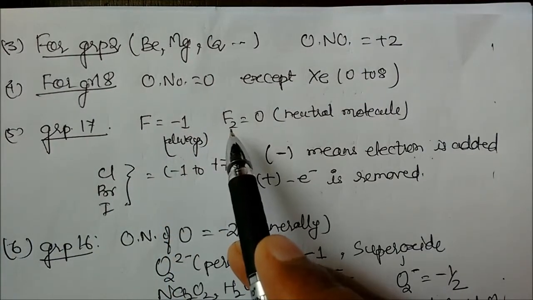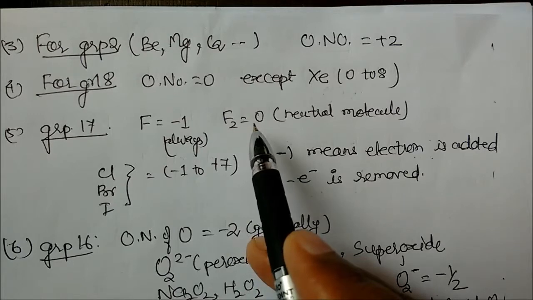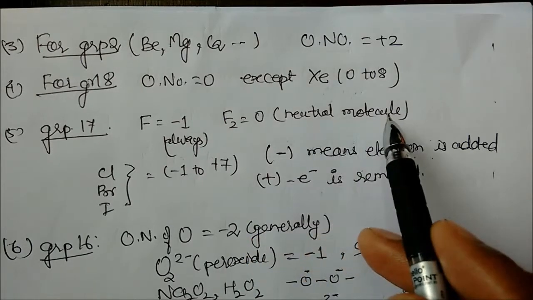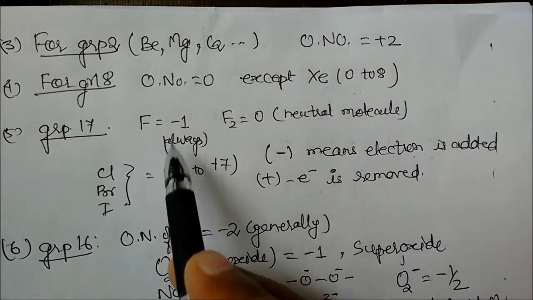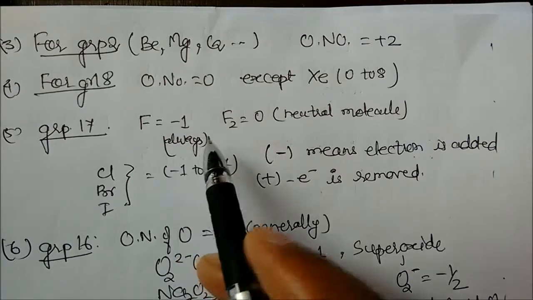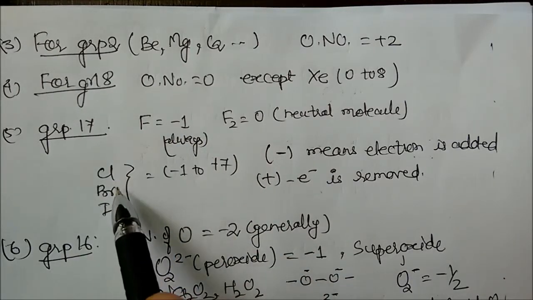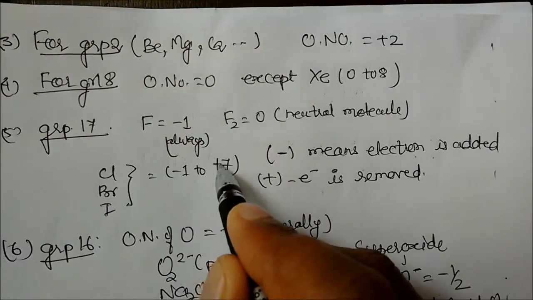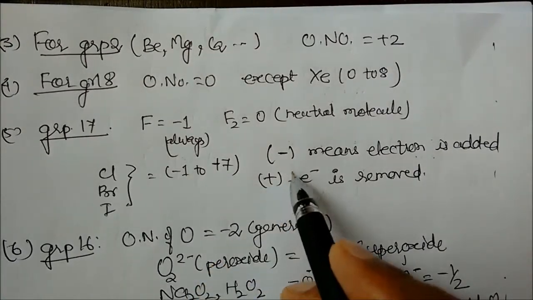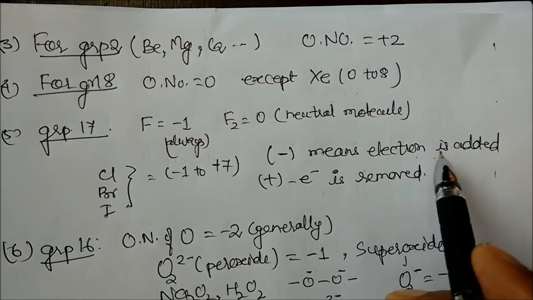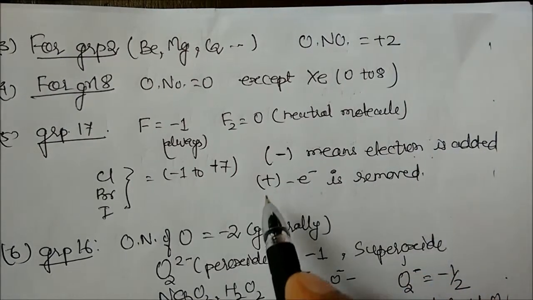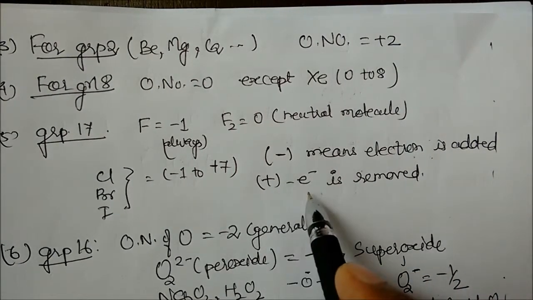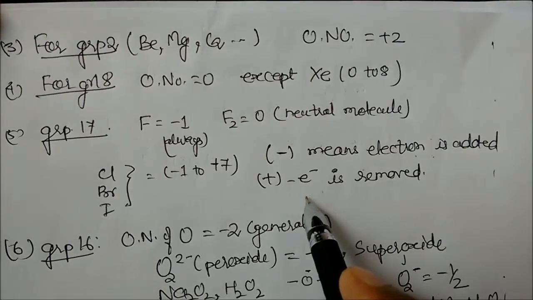So we have seen earlier fluorine has oxidation number 0 because this is a neutral molecule, but only fluorine has a -1 oxidation state. For other halogens, chlorine, bromine, iodine, oxidation number can be -1 to +7. What is the meaning of minus? We said minus means electron has been added to the atom, and what is the meaning of plus? Plus means electron has been removed from the atom.